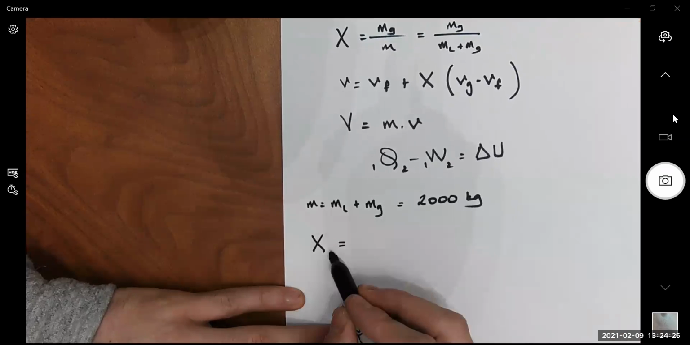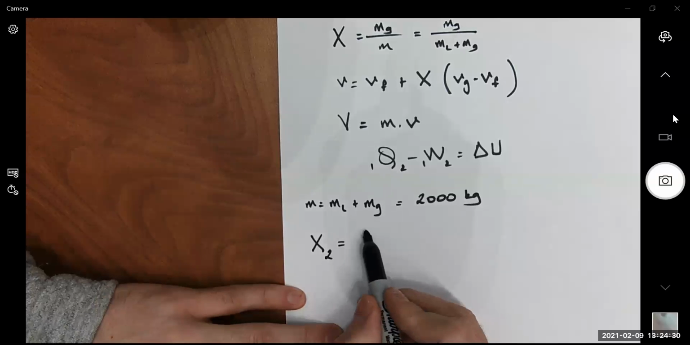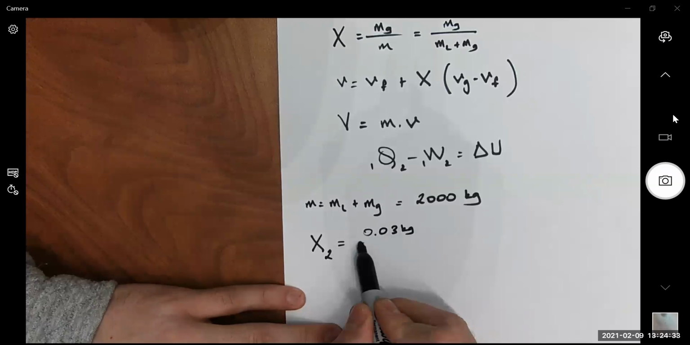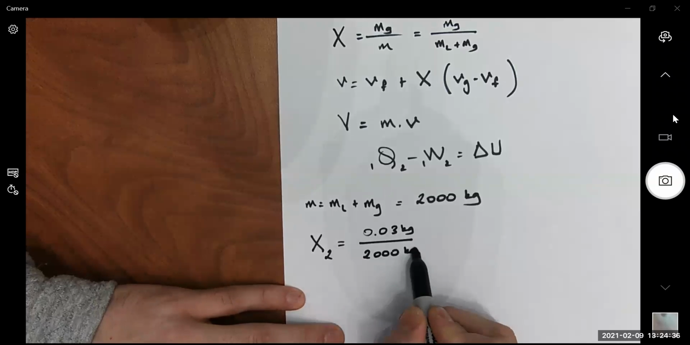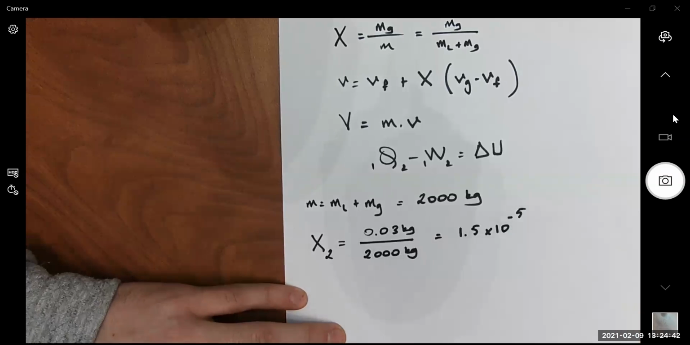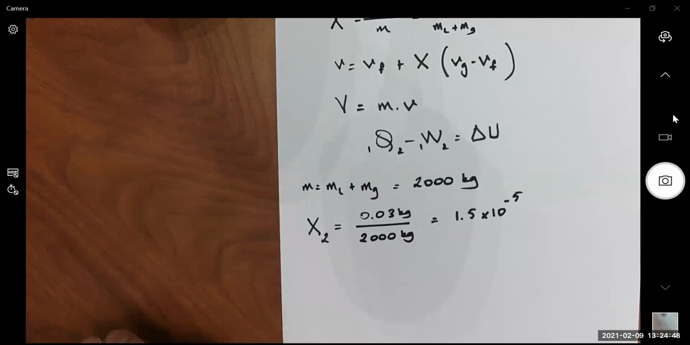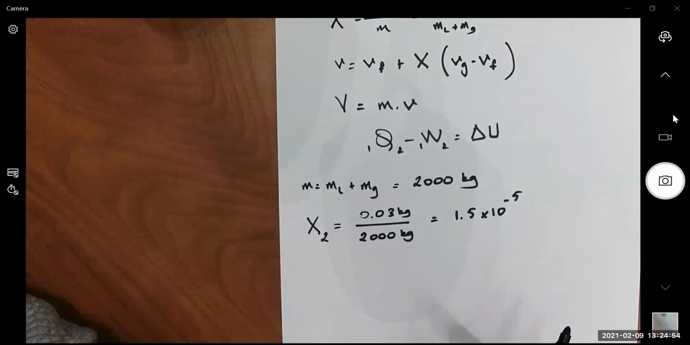Quality factor at state 2: 2.03 kilograms over 2000, 1.5 times 10 to the minus 5. Right? I know my quality factor at state 2. I can read my specific volumes of saturated vapor and saturated liquid from the table at a given temperature or pressure.